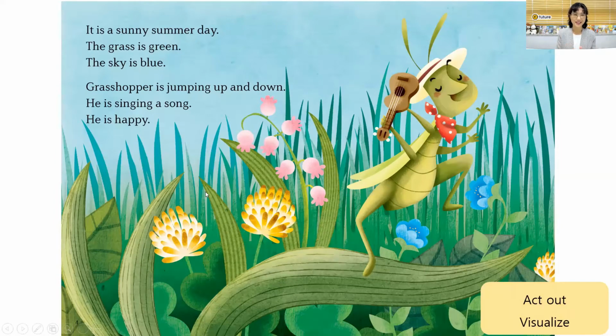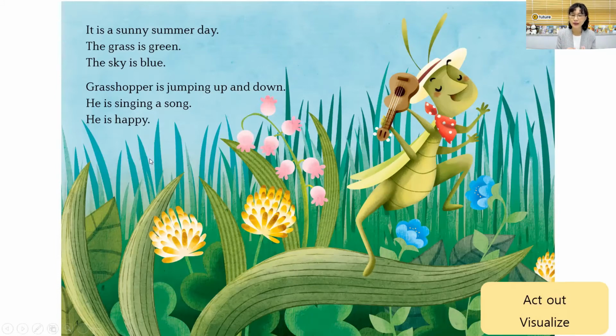Let's read the story together. Okay. It is a sunny summer day. The grass is green, the sky is blue. Grasshopper is jumping up and down. He's singing a song. He's happy. Okay. Let's look at the words.